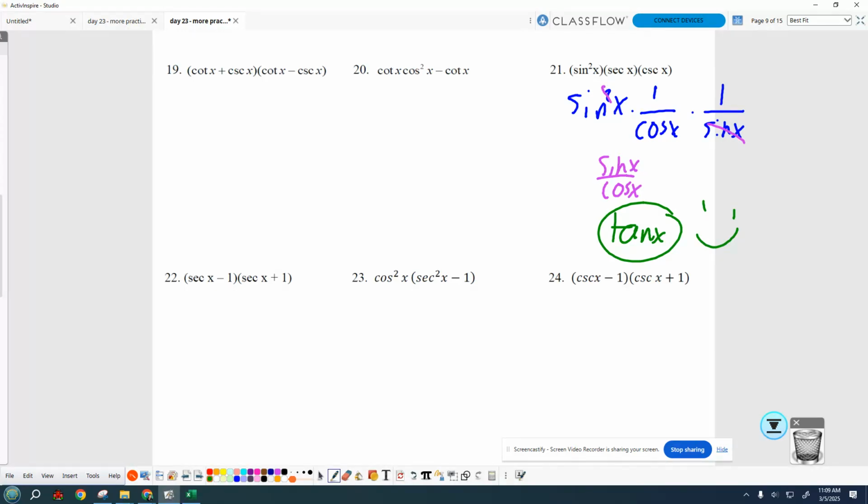Any question on any of them? Oh, sorry. Bella? 19? This 19? Because there's another 19 that's a stinker, but we'll do this one. Okay. First times first. Outside times outside. Inside times inside. Last times last.